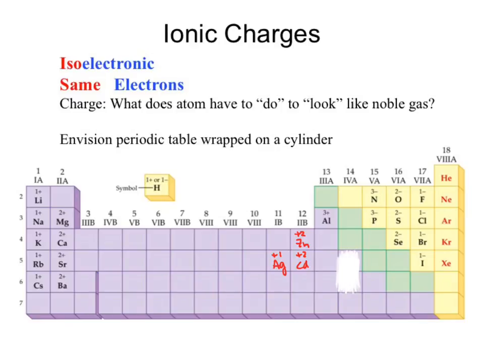What happens to oxygen? Oxygen comes in with 8 protons, 8 electrons. It would be neutral as an oxygen atom, but it wants to look like a noble gas. Which noble gas is closest to it? Neon. What does it have to do to go from oxygen with 8 electrons to neon with 10? Gain 2 more electrons. So we would have how many electrons? 10. Which means our charge would be -2.